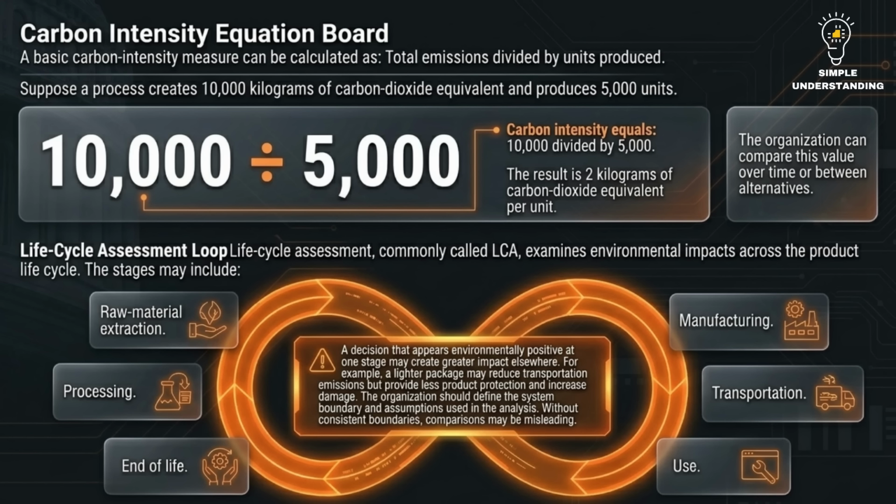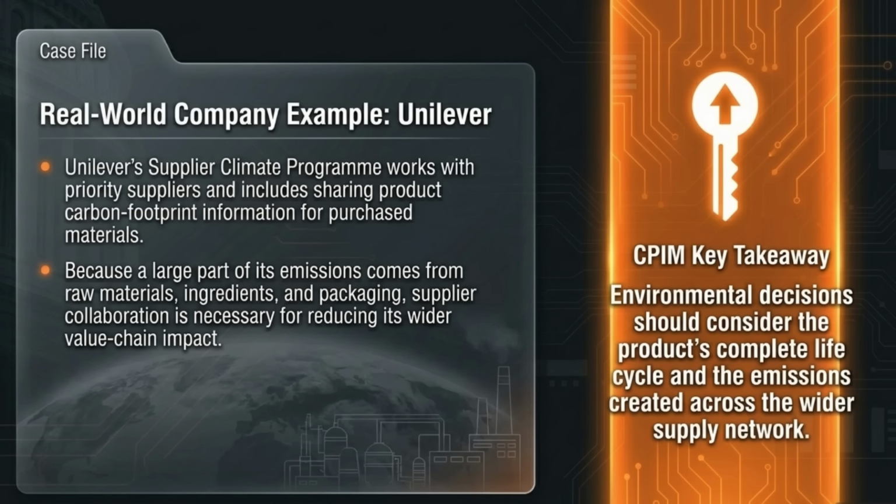Without consistent boundaries, comparisons may be misleading. Real-world company example: Unilever. Unilever's supplier climate program works with priority suppliers and includes sharing product carbon footprint information for purchase materials. Because a large part of its emissions comes from raw materials, ingredients, and packaging, supplier collaboration is necessary for reducing its wider value chain impact. CPIM key takeaway: sustainability should consider environmental, social, and economic performance over the long term.